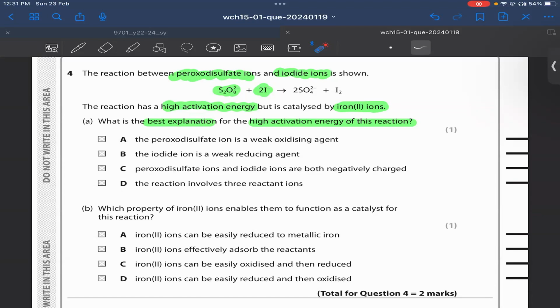Jivita, what could be the reason? What is the best explanation for the high activation energy of this reaction?